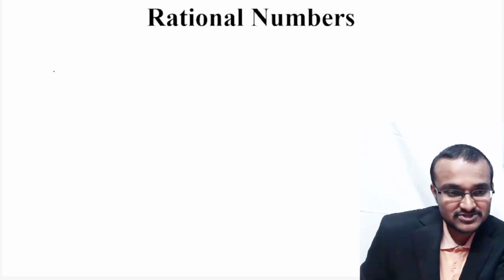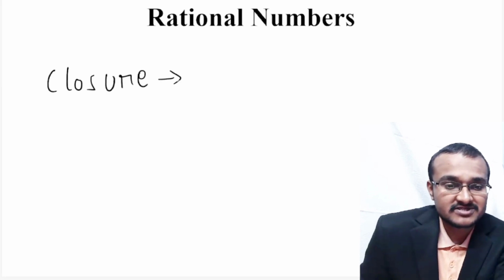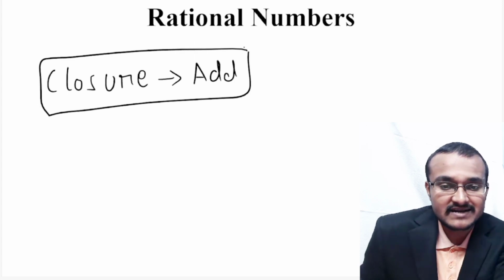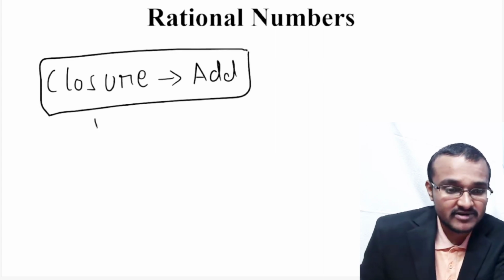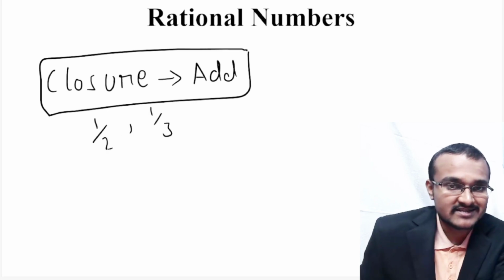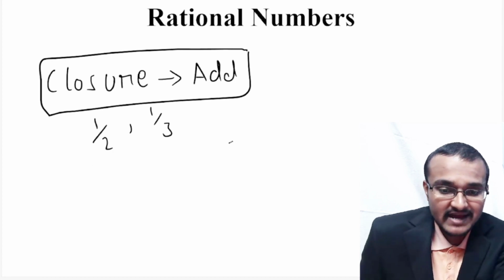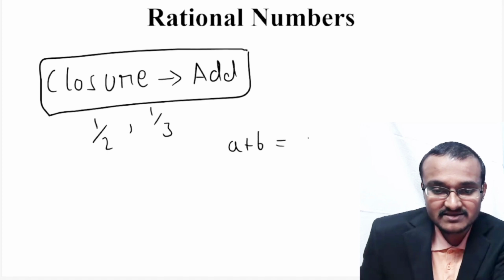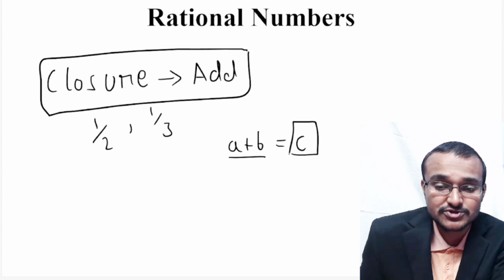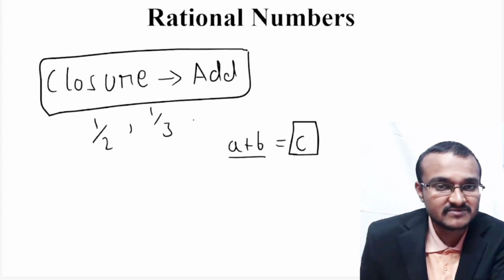So now let us check what the closure property is for rational numbers. First we will check closure property under addition for these rational numbers. Let us take two examples: one is 1 by 2 and the other is 1 by 3. These are two rational numbers in the form of p by q. If you add two rational numbers, the answer should also be a rational number. Then only closure property under addition for rational numbers will be satisfied.